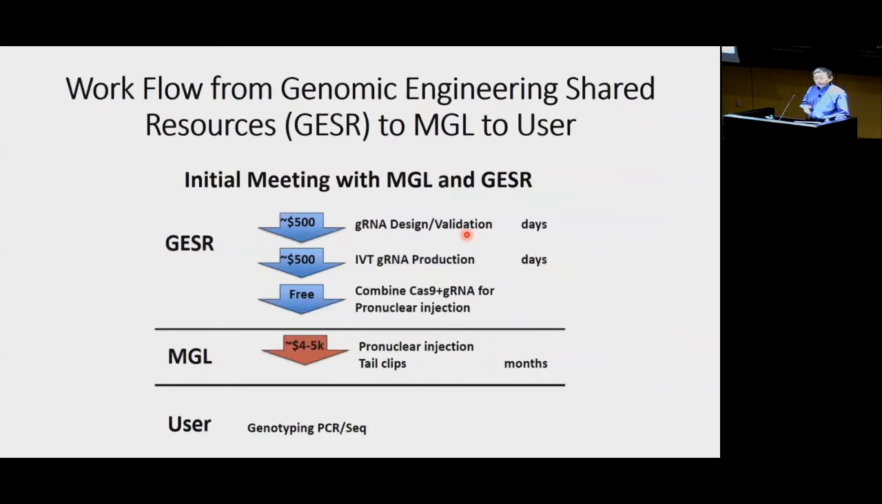Usually at this point, the cutting of the DNA to make the mutation seems very efficient. The problem is whether the donor, the template, is efficient or not. That's an issue. So that takes days in the Genome Engineering Shared Resource to make this happen, maybe 1 week, and then we at the MGL will make the mice.